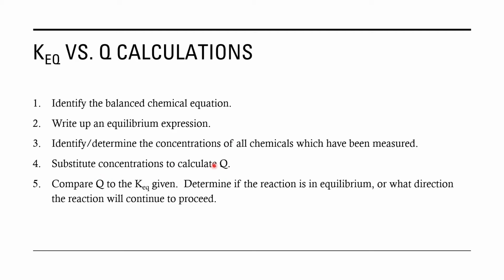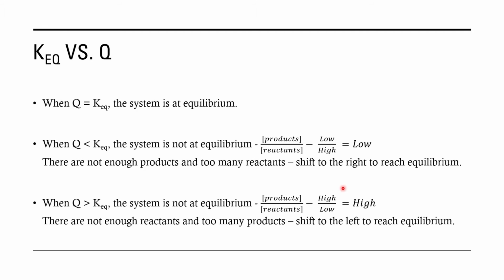We then put those substitutions in to find Q, and we can compare Q to whatever Keq has been given to us in the question, remembering that we're not going to find those Keq values in a data sheet or anything like that. What we can then do is figure out, well, is the reaction in equilibrium or not? And if it's not, what direction will it proceed in? And that comes back to these ideas that are here and the three different outcomes that we can have for Q versus Keq. From there, we can then also make a prediction. Let's get into this practice question that I've got prepared for this video.